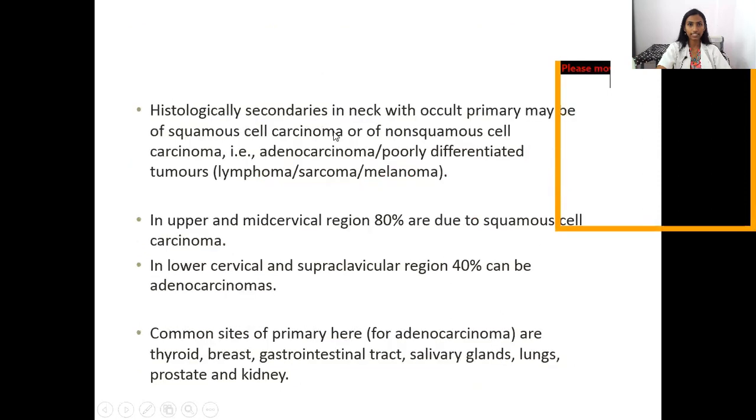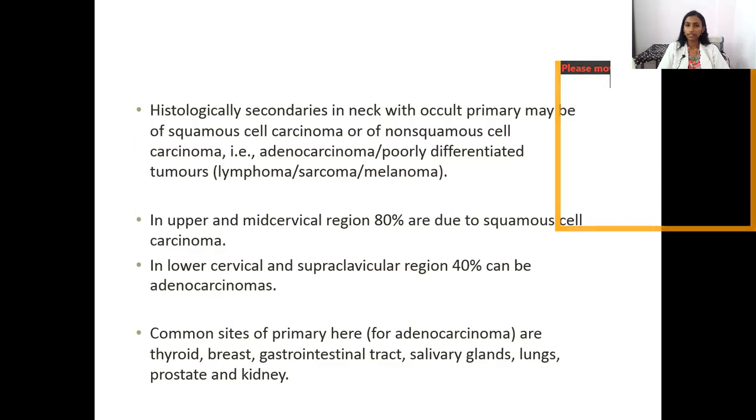So moving on to the next slide. Histologically, secondaries in the neck with occult primary may be of squamous cell carcinoma or non-squamous cell carcinoma, that is adenocarcinoma, or poorly differentiated tumor like lymphoma, sarcoma, and melanoma. In upper and mid cervical region, 80% are due to squamous cell carcinoma. This you should remember so that you know what to think as the differential diagnosis.